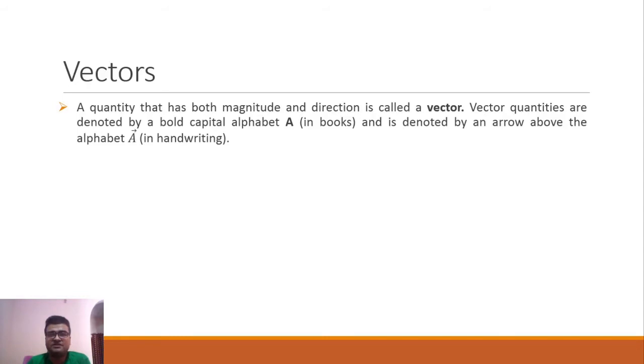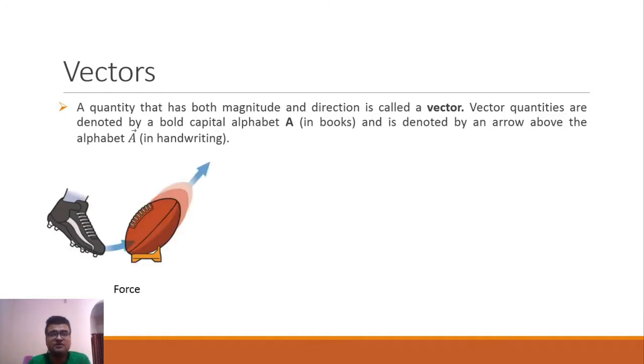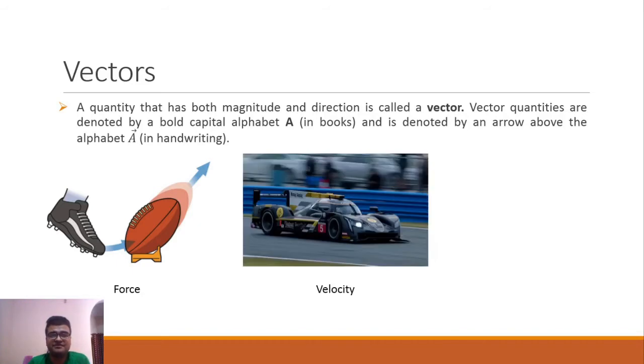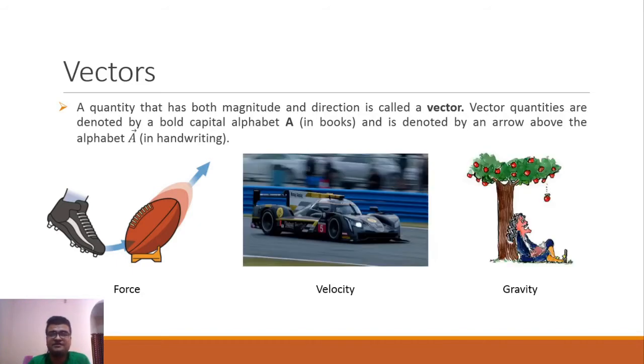Vectors, on the other hand, are physical quantities that have both magnitude and direction. Vectors in books are denoted by a bold capital letter, and when you write them in a notebook, you have to head them with a right-directed arrow. So, what are the examples of vectors? Force is a vector, velocity is a vector, gravity is a vector.